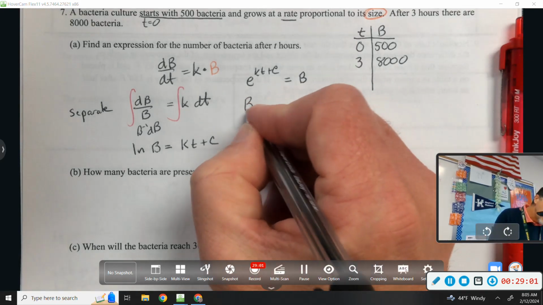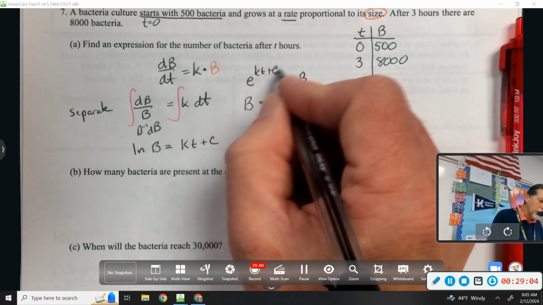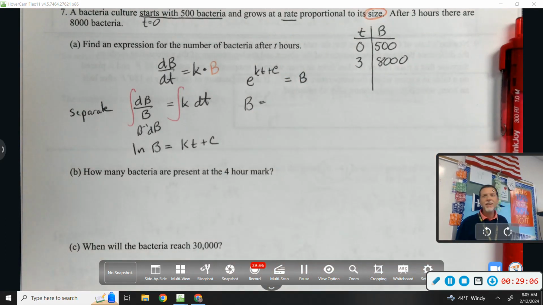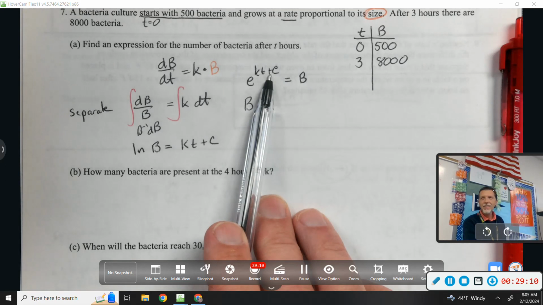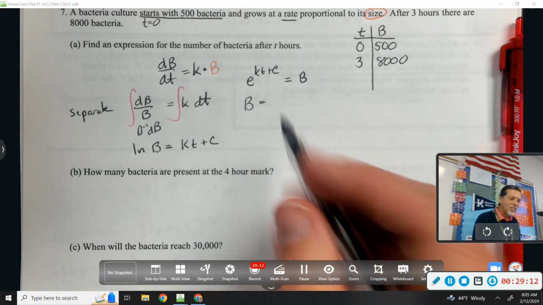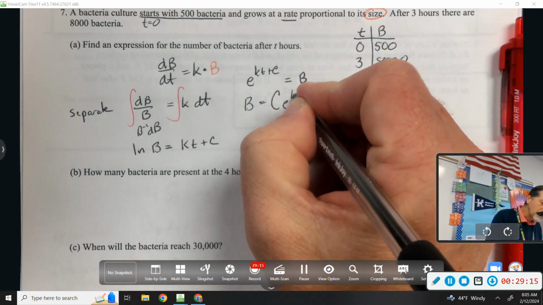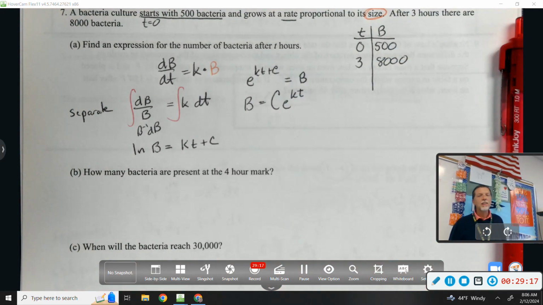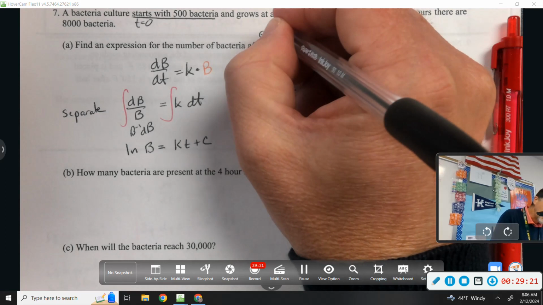But then we did some fancy footwork up here with this kt plus c. Do you remember what we could do with that? That c can be a constant out front. It's a different c, right? Because it's the same thing as e to the kt times e to the c.